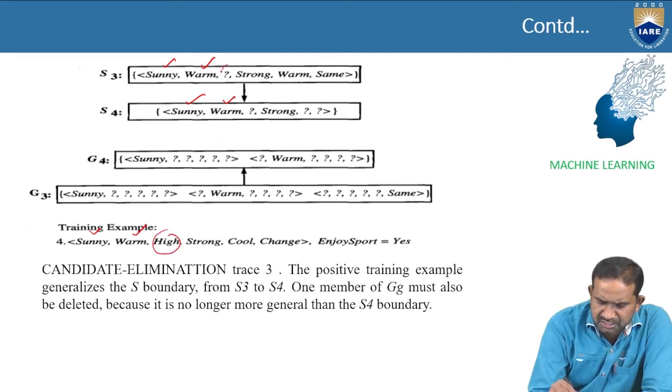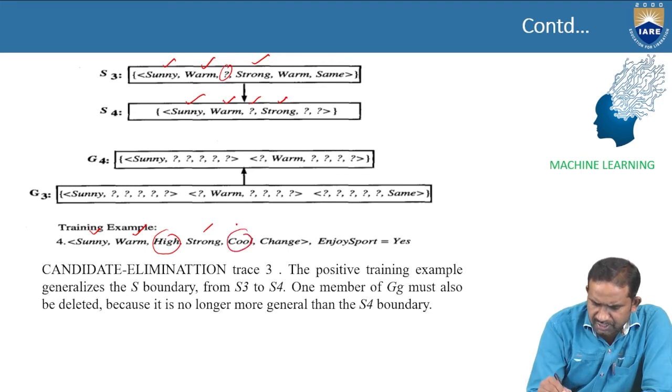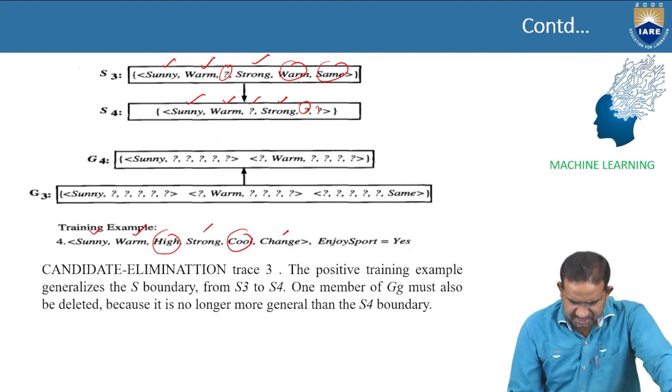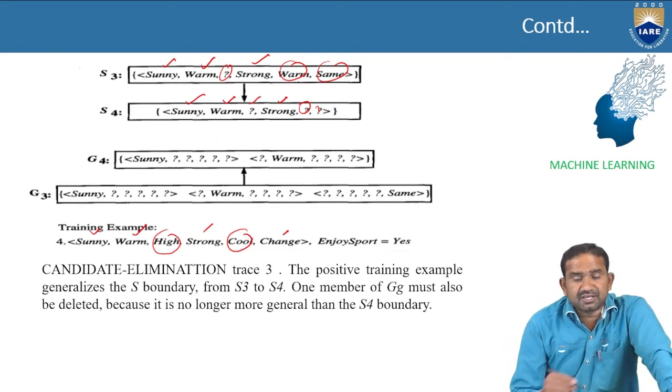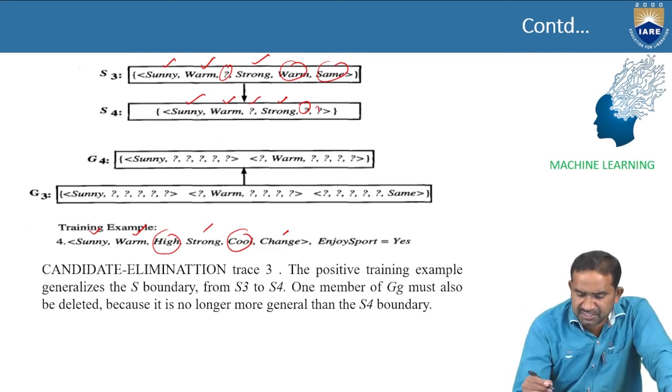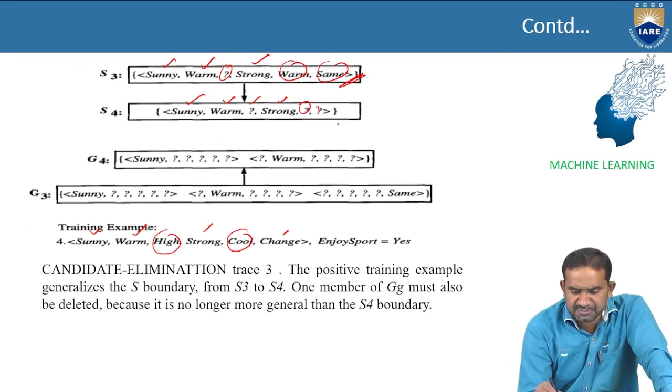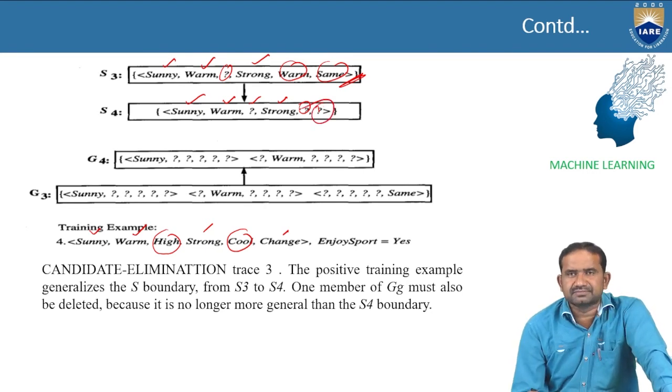And here is a question mark, the general one. Strong is here and also strong here, so it is the same value. Cool here and warm here means it becomes a question mark. Change here and the same here means it is also a question mark. When we compare, the third specific value and the last value are the same, but the fourth value, which was specific, becomes a question mark, the generalized one.